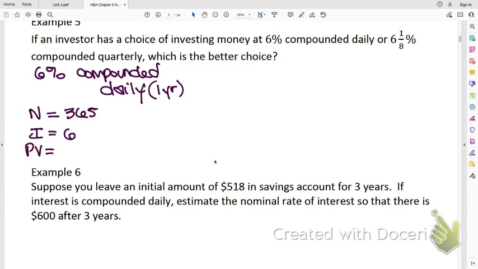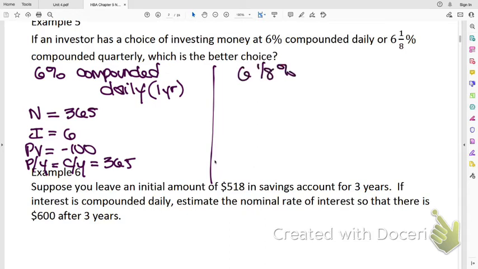Okay, what is my present value that we're making up? 100. So I'm going to type it as negative 100. We're going to ignore payment. We don't know future value in this one. Because what are we trying to find? Which one is better? Therefore, we're asking which one has a higher future value. What's PY and CY for this one? Compounded daily, 365. The second option is 6 1/8% compounded quarterly for 1 year.